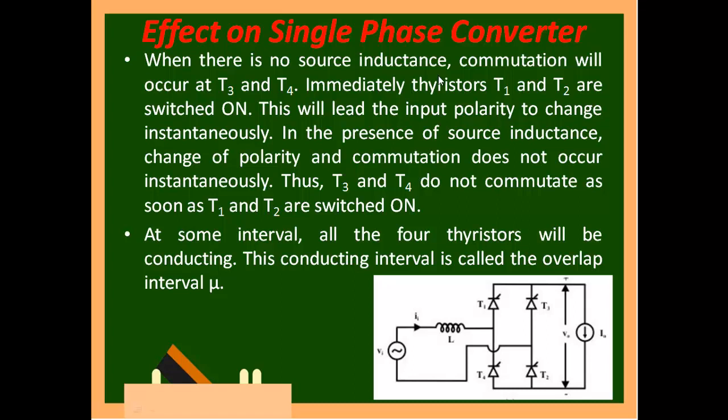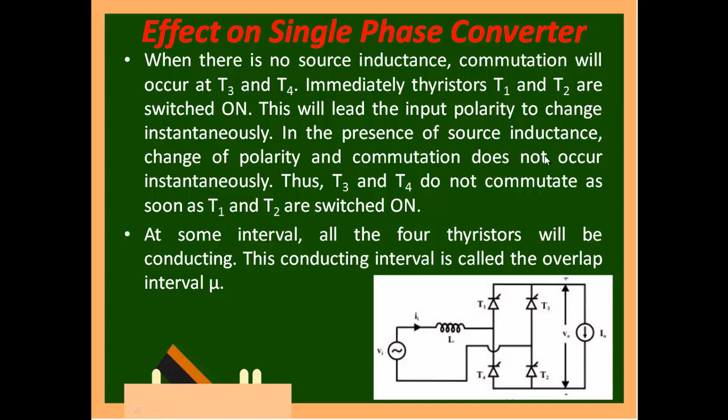Even when there is no source impedance, commutation will occur at T3 and T4. Just underline this point: if there is no source inductance, once ωt is equal to 0, T3 and T4 will get turned off. I repeat, if there is no source inductance at time t equal to 0, T3 and T4 will get turned off. Immediately thyristors T1 and T2 are switched on by giving a firing pulse. This will lead to the input polarity changing instantaneously.